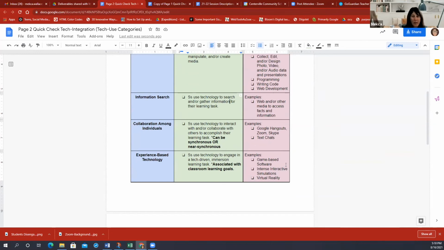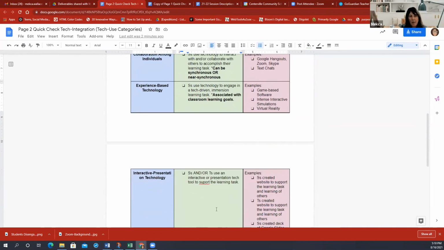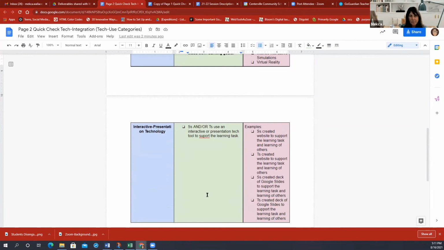Experience-based, kids love game-based software, virtual reality that we talked about just a little while ago. And there are so many opportunities for kids to create these themselves. Again, allowing them to create a game themselves using coding. They love it.